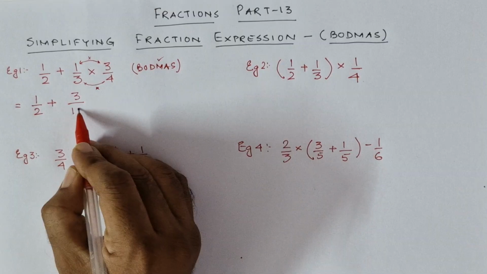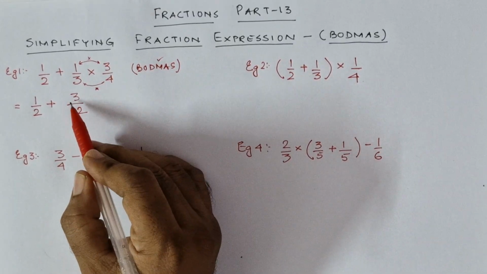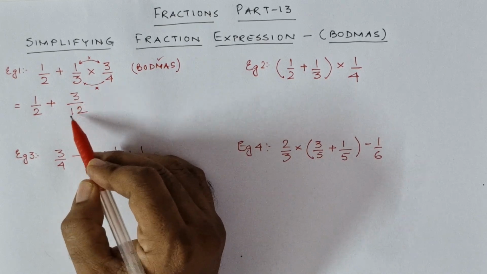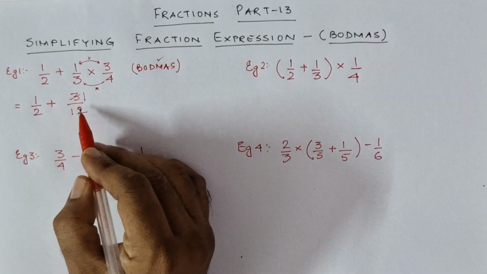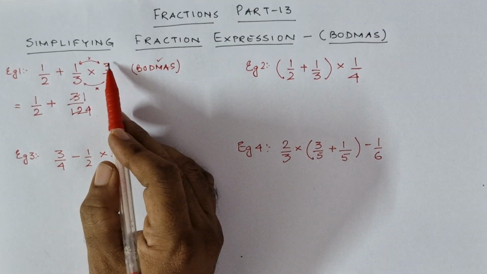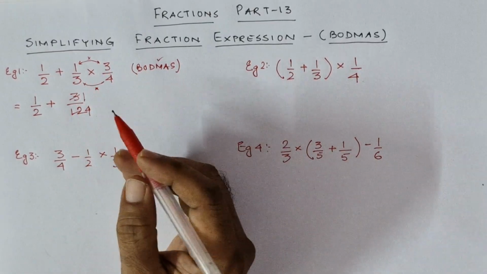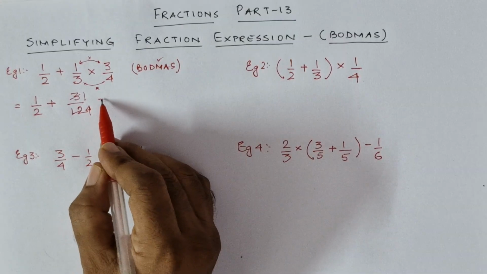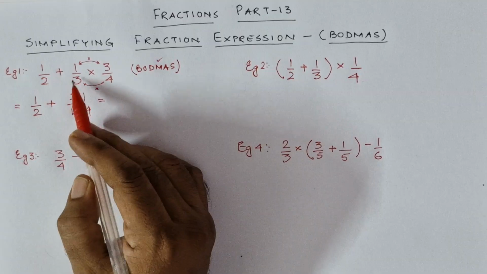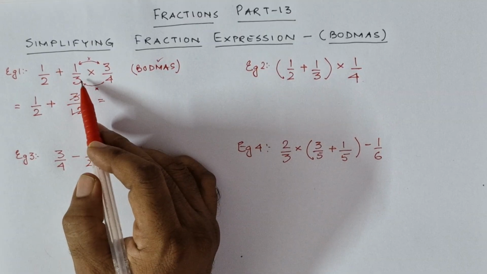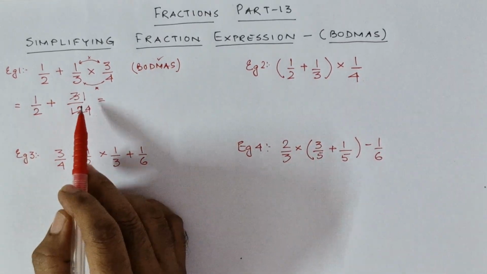So 3/12. Got it? Now, once you have this, you can straight away simplify this 3 and 12. See, you can simplify this fraction. 3 1s are 3 and 3 4s are 12. Or you can cancel here also before multiplication. Anything which you prefer. I prefer cancellation here. See, 3 and 3 got cancelled. In the numerator there is 3, in the denominator there is 3, so 3 is divided by 3, here 3 is divided by 3, so what is left? 1/4.